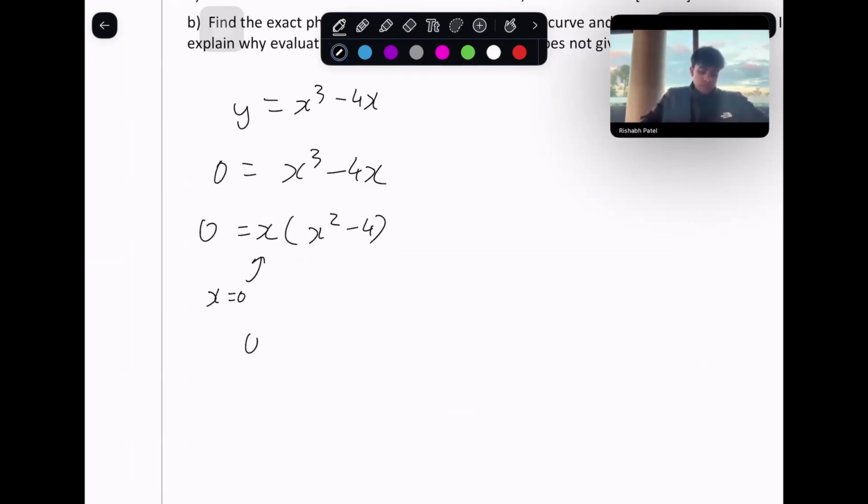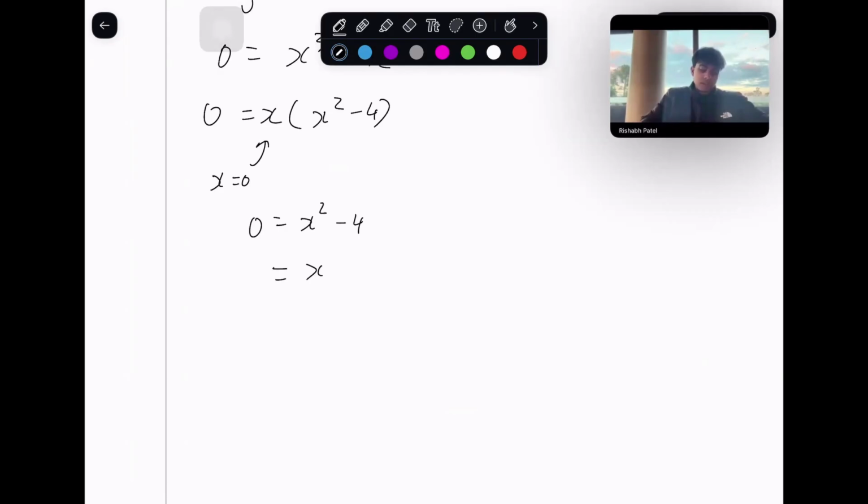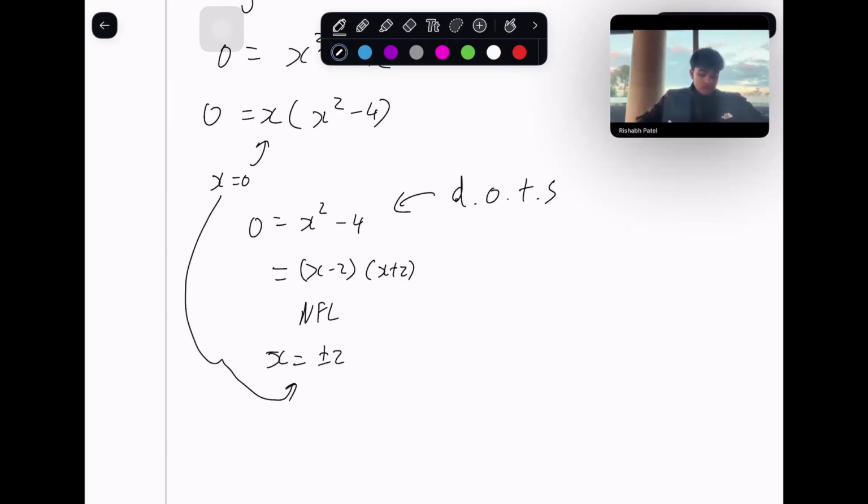And the other roots come from null factor law. It's going to be when x squared minus 4 is equal to 0. And you can do the same thing again. This is difference of two squares, or as known as DOTS: x minus 2 and x plus 2. And once again, using null factor law, x equals plus minus 2. So here's our three solutions for x.